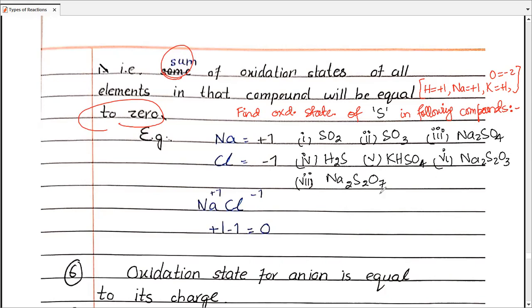So let's find out how many different states sulfur is capable of showing in these different options. For the first one, it is +4. Good. For the second one, it is +6. Perfect.